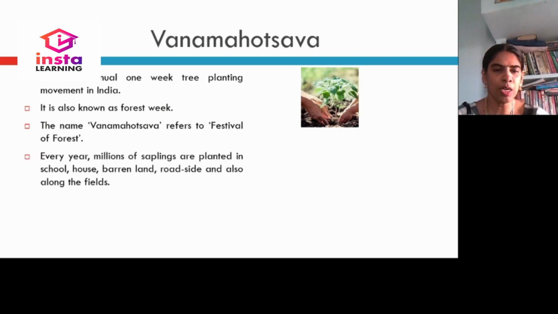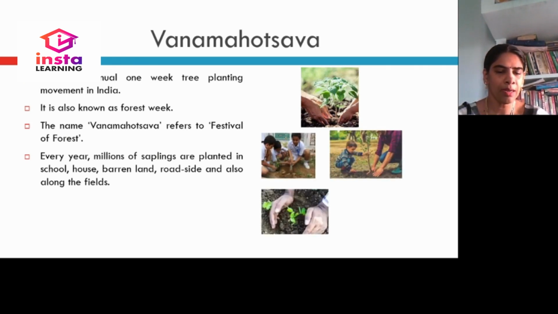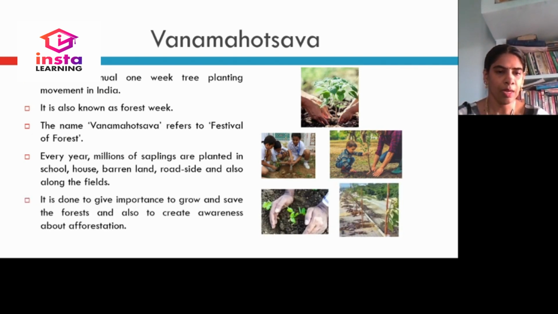Every year, millions of saplings are planted in schools, houses, barren land, roadsides, and also along the fields. It is done to give importance to growing and saving the forest and also to create awareness about afforestation among human beings.